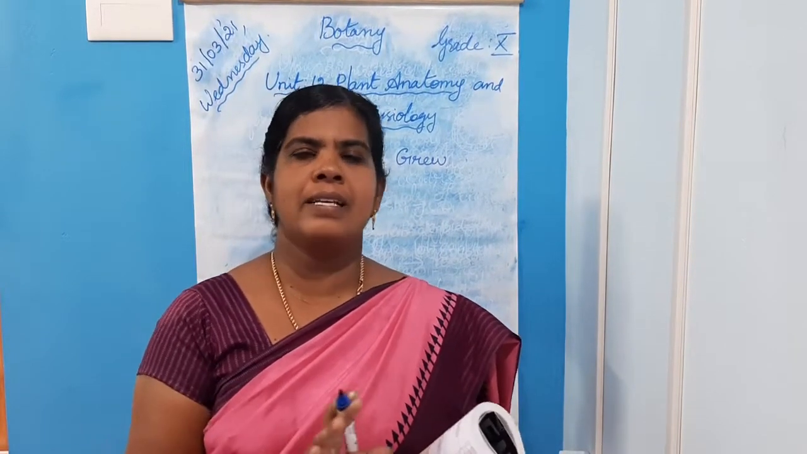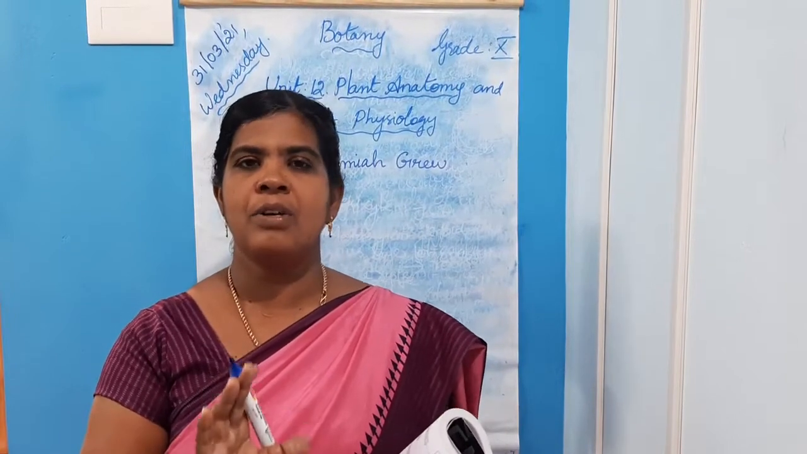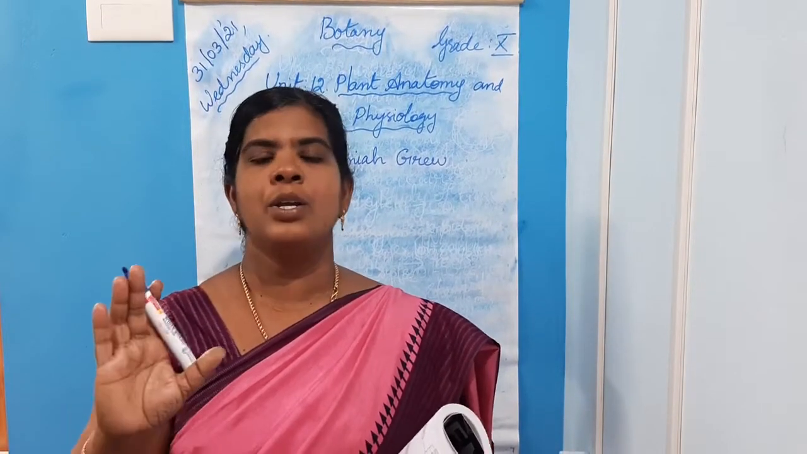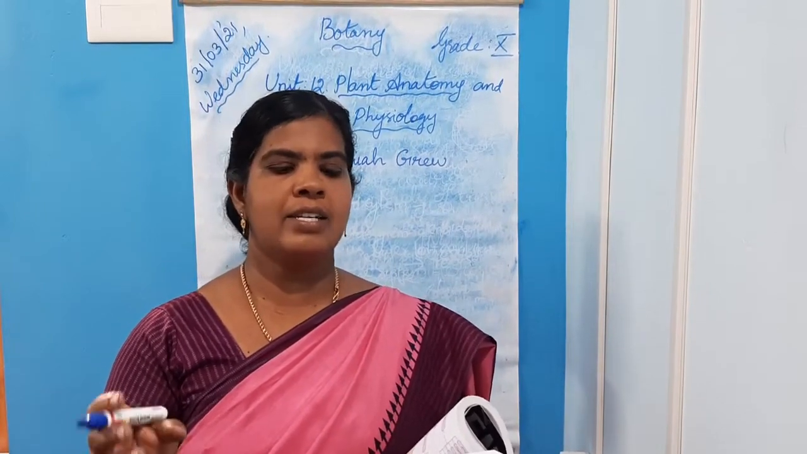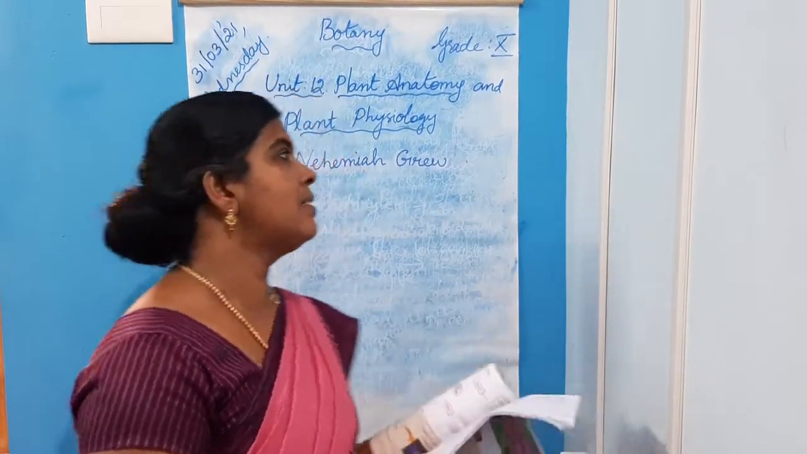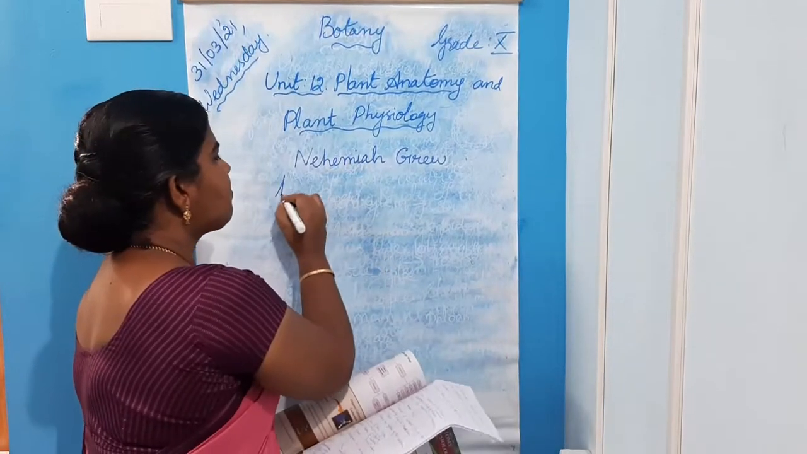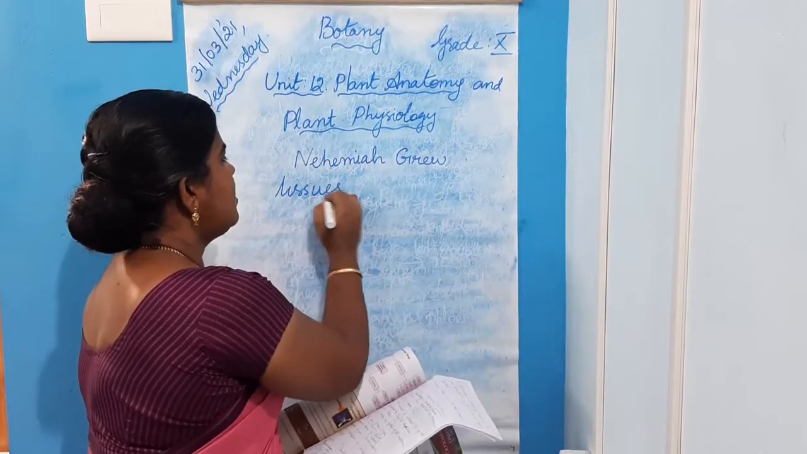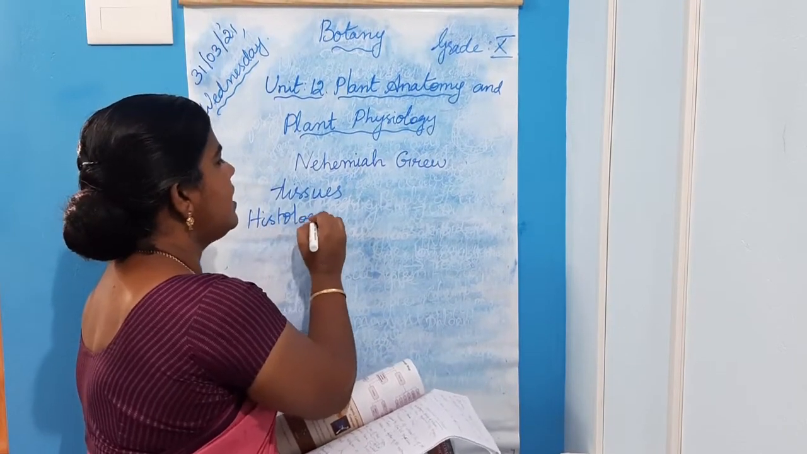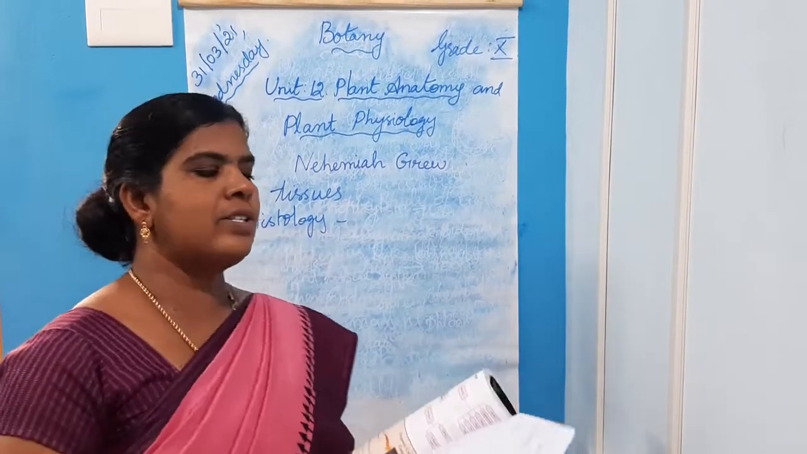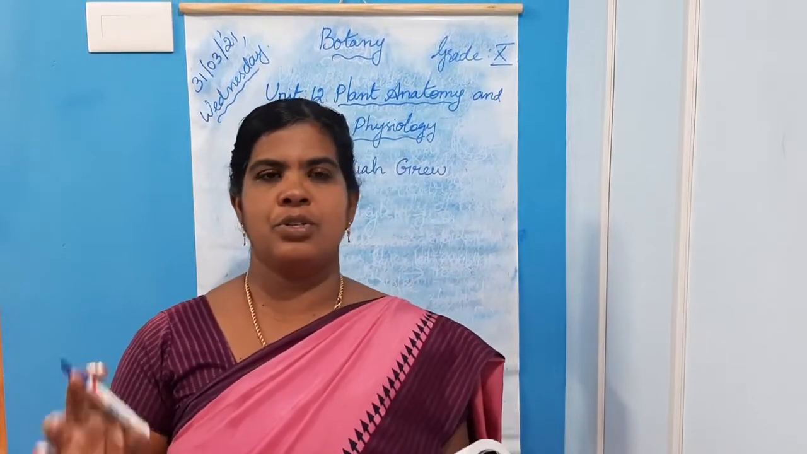Plants have cells as the basic unit. Okay. Next, the cells are organized into tissues. Cells are organized into tissues. Next, what is histology? Histology is the study of tissues.